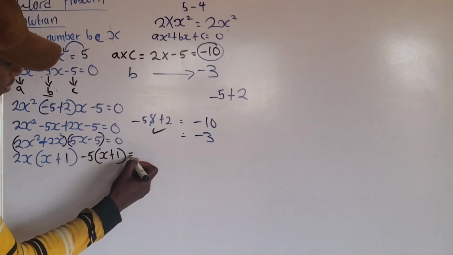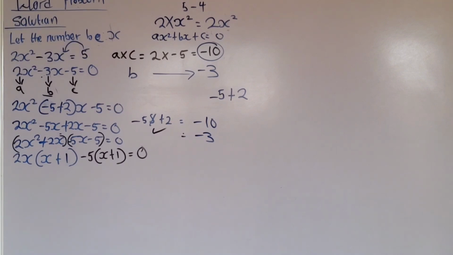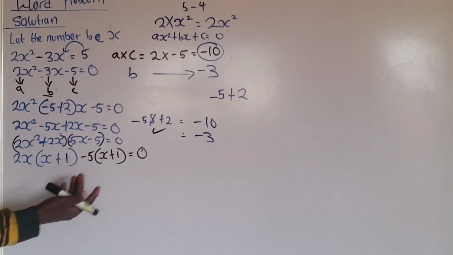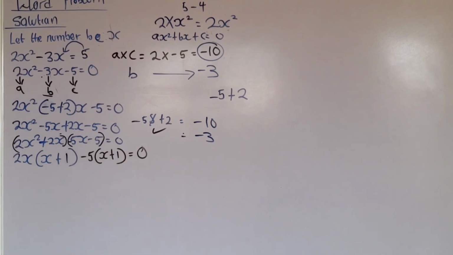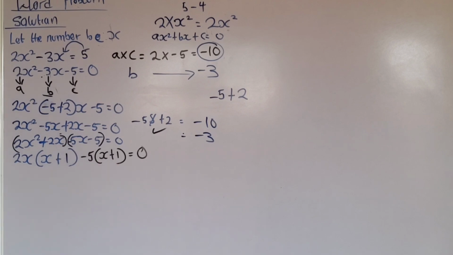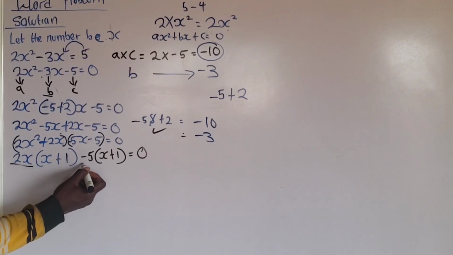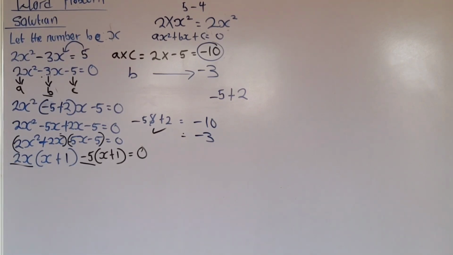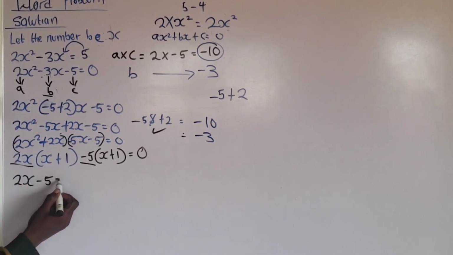So this equals 0. Now, let me give you a hint. Anytime you factorize a quadratic equation, what is in the first bracket must be equal to what is in the second bracket. If you factorize and you realize that what is here is not the same as what is there, that means something is wrong. Now, what is outside this bracket is 2x. Here I have minus 5, so I'm going to connect these together. So here I'm going to have 2x minus 5 equals 0.